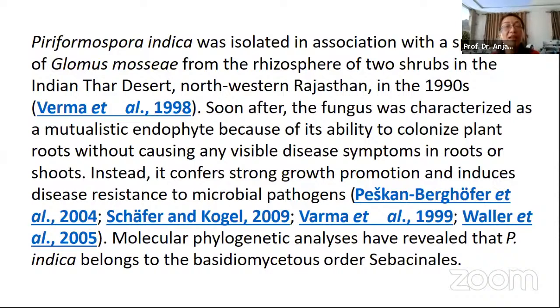northwestern Rajasthan, in 1990, and the paper I have shown is Varma et al., published in 1998. She is the student, and the supervisor is Varma. In 1999, here you can see where I'm showing the arrow is Varma. Varma is the supervisor, and Verma is the student. So this is how the fungus was accidentally found, later named Piriformospora indica.